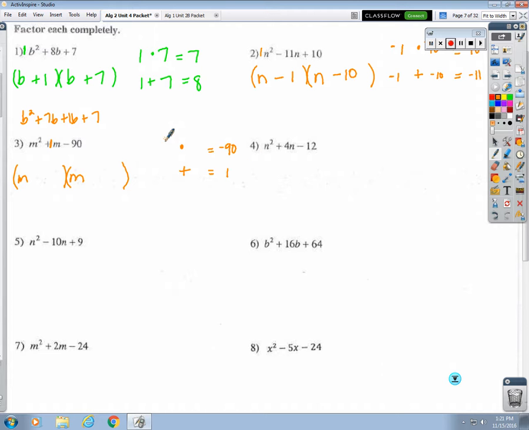Yes. Okay, if we do negative 9 times 10, that is negative 90, and is negative 9 plus 10 a positive 1? Yes, so we need a negative 9 and a positive 10. Okay, you go ahead and try 4.